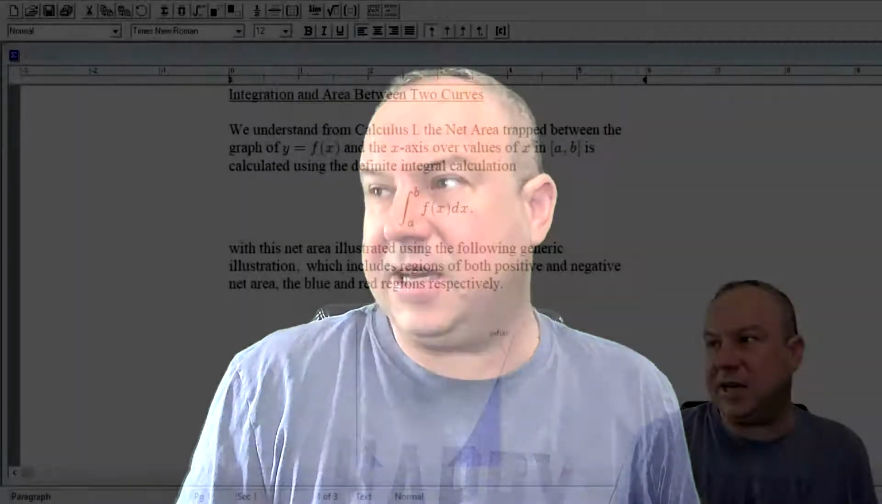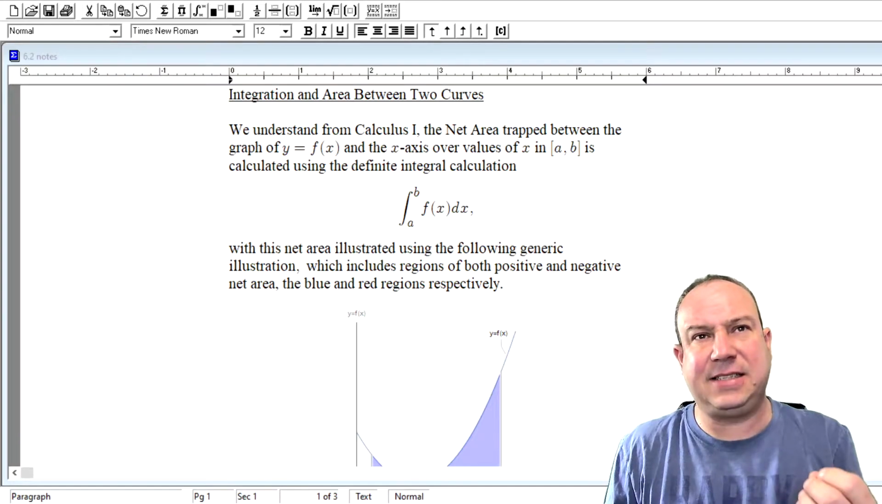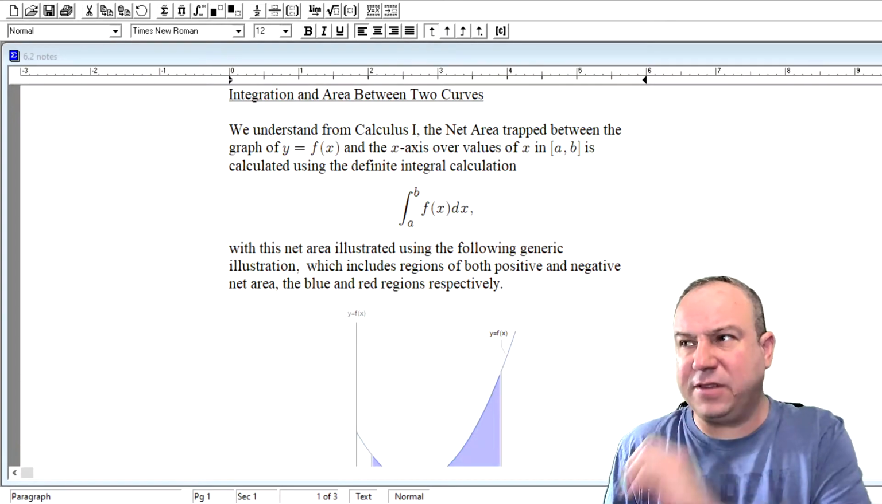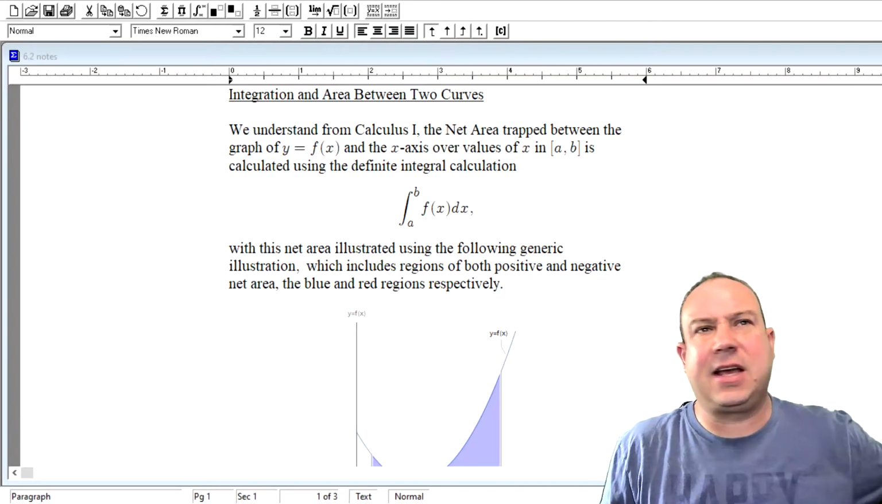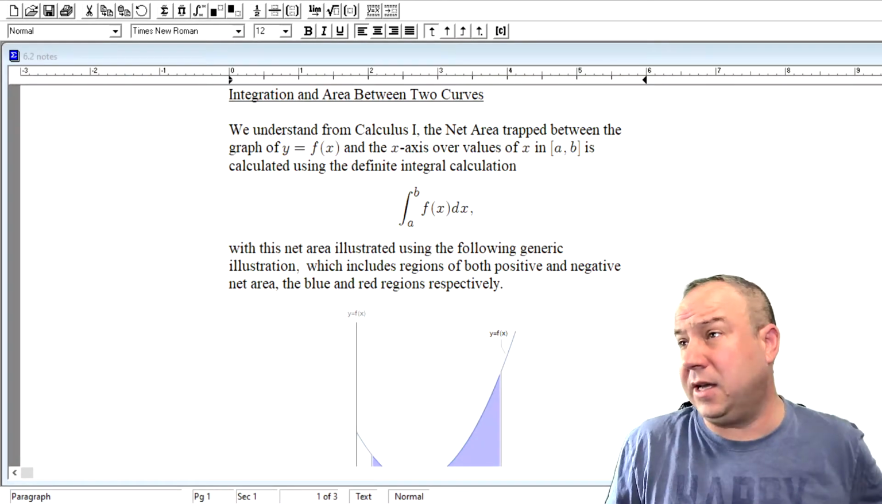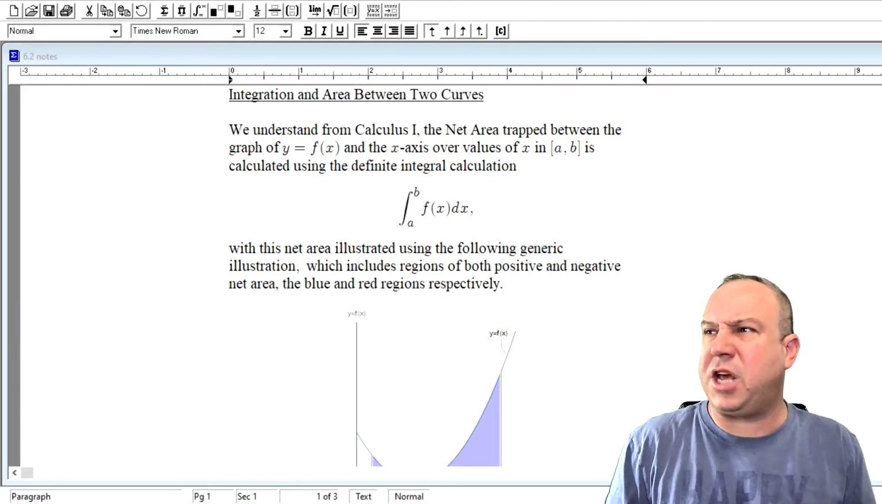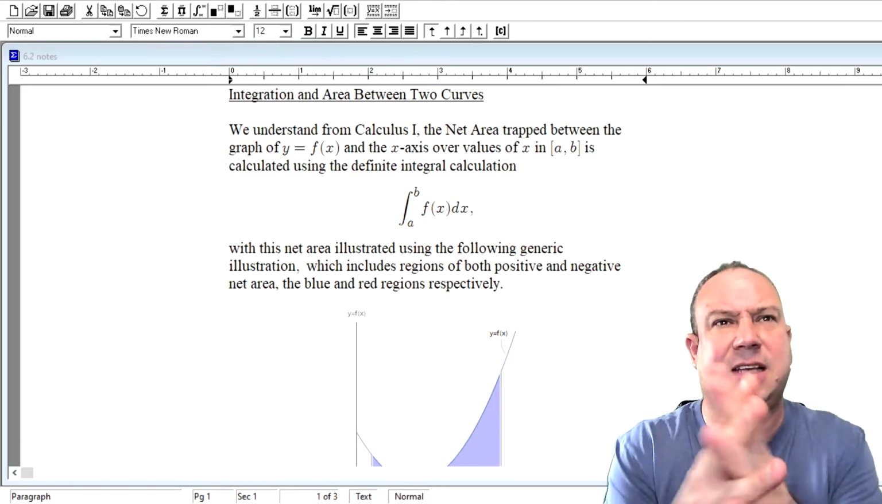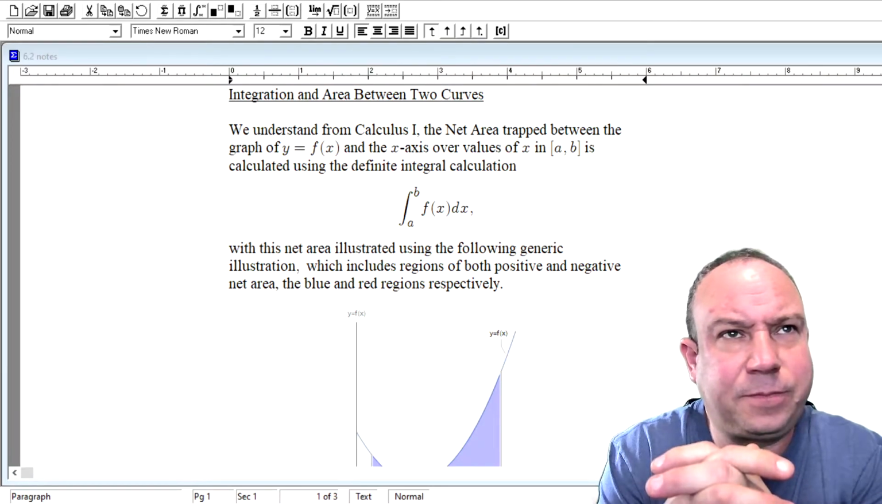Where this idea of area between two curves comes from, folks, is the idea of that net area concept. To find the physical area between two curves, we are going to rely on that net area concept that we presented back in Calc 1. That is kind of the underlying interpretation of the integration process, or the value of a definite integral.